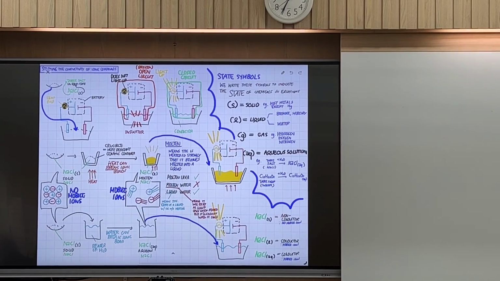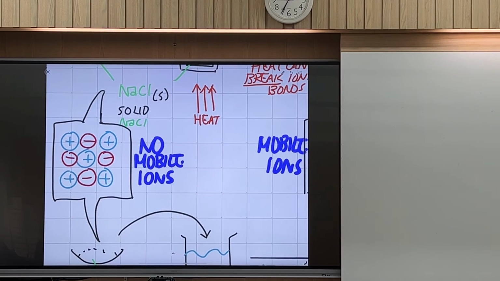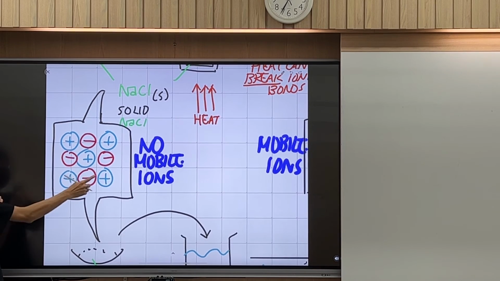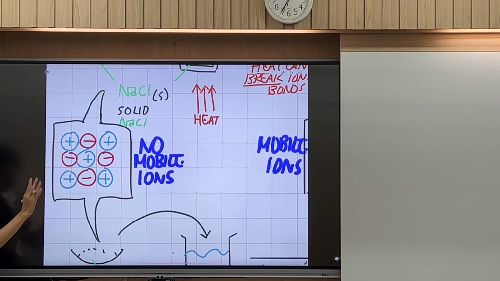Why? Because in solid, can the ions move around? No. Why can't they move around? Because of the strong ionic bonds. The ionic bonds hold them in position, like chains. Think of them as like some chain. They all chain up together. So this guy cannot move very far away from this ion because of the strong ionic bonds between all these ions. But then we say there are two things that you can do to break the chains.